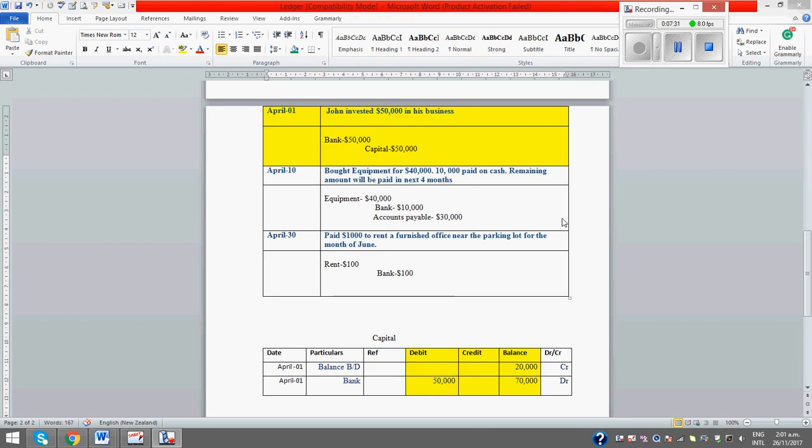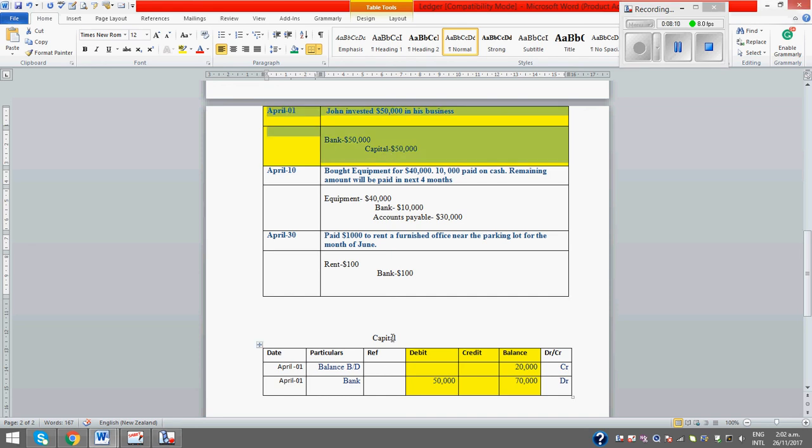Okay, now let's prepare the ledger for capital account. You can see John invested $50,000 in his business, so bank debit, capital credit. You don't see capital in other journal entries, which means we just need to focus on this journal entry. Over here we can see $20,000 brought down from last month, and then we can see capital account has been increased by $50,000 as the owner invests money in his own business. So the journal is bank debit, capital credit.